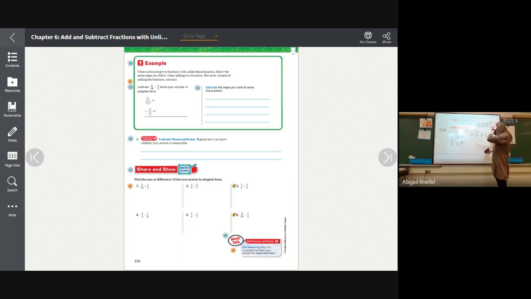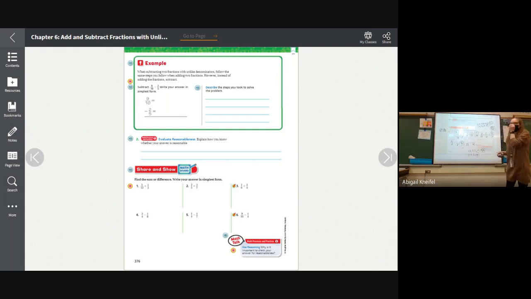Now I have 1/4 minus 1/7. I'm going to list multiples of 4. 4, 8, 12, 16, 20, 24, 28. I'm going to list multiples of 7. 7, 14, 21, 28. What's my least common denominator? 28. I'm going to write my new denominators right here.